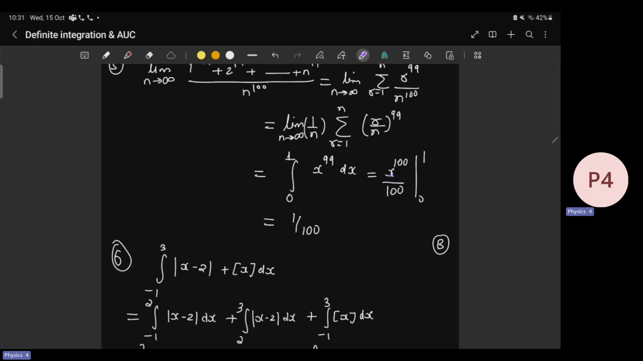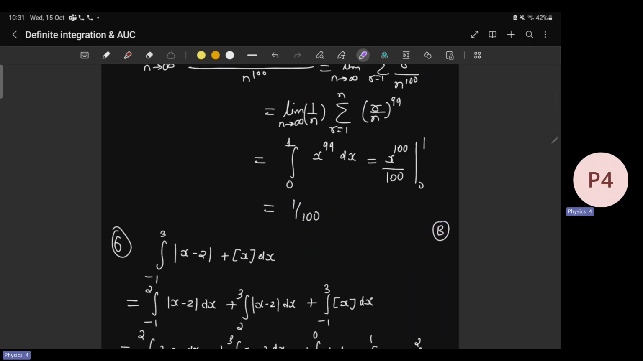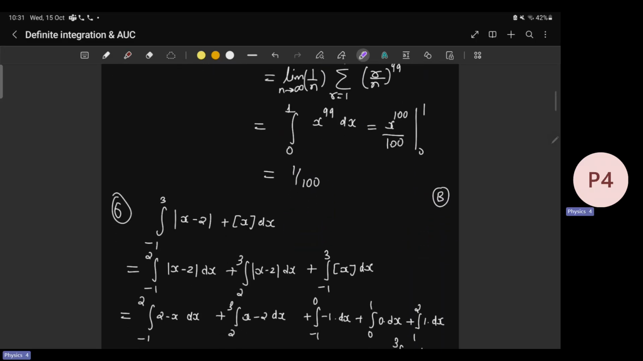Integrate this: x to the power 100 by 100. Put the values of the limits, that is 1 upon 100 is the final answer. Option B is the correct answer. Now we move on to the next question, that is question number 6.